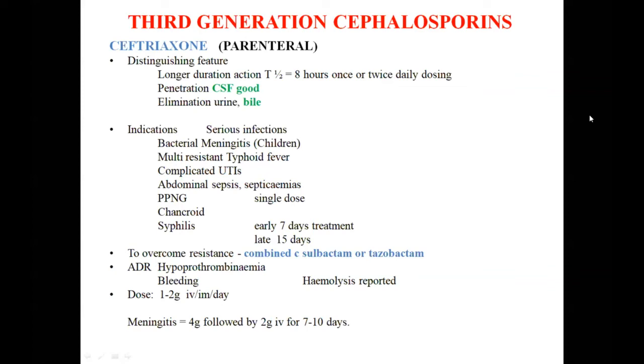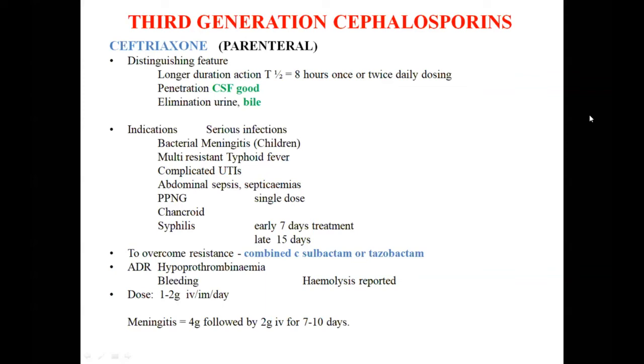So you can see that ceftriaxone is used in many serious infections like bacterial meningitis, multi-drug resistant typhoid fever, complicated urinary tract infections, abdominal sepsis, and certain septicemias. For penicillin-producing Neisseria gonorrhea, a single dose is enough. And in the treatment of syphilis, in early syphilis you give a 7 days treatment, and in late syphilis you give a 15 days treatment.